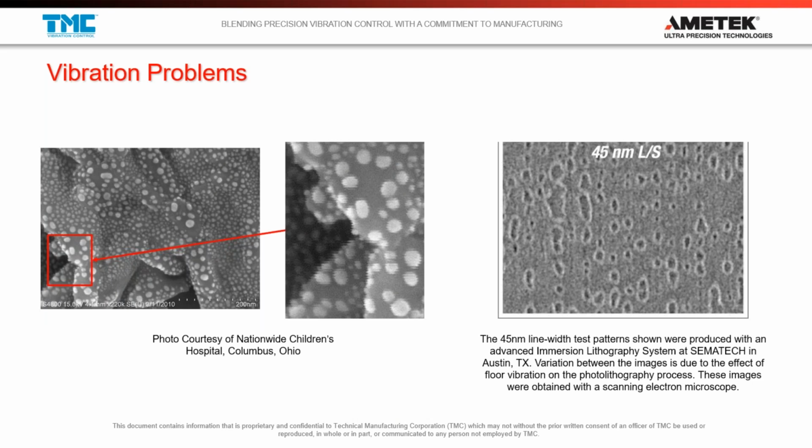Here's another example where we're resolving features of this sample, where we see our waves. And here's a really great example of an attempt to create a lithography pattern at 45 nanometers, where the floor vibration was so bad you couldn't even resolve a line at 45 nanometers. So we'll revisit these images a little bit later and talk about what they looked like once the vibration problem was mitigated.